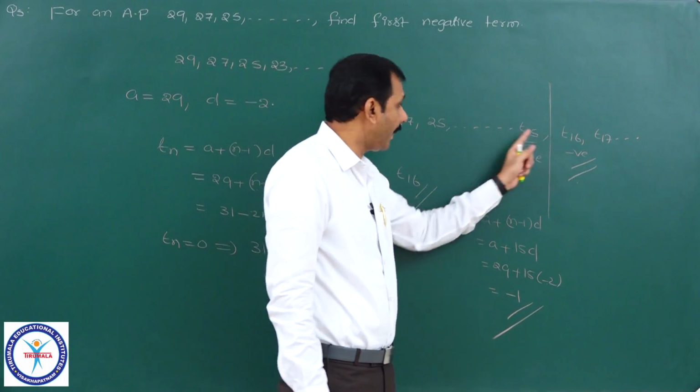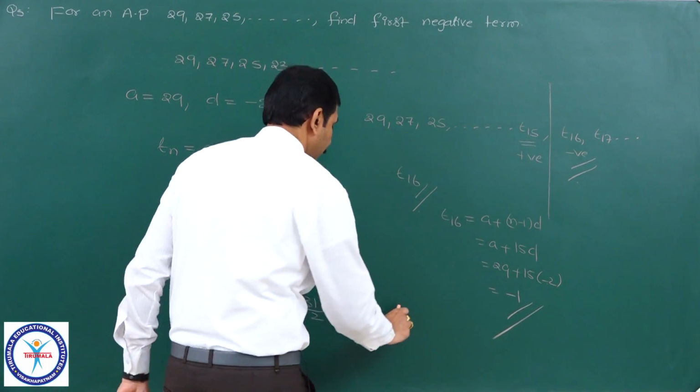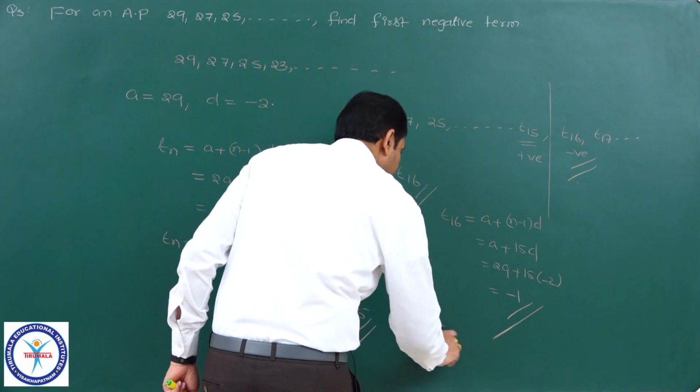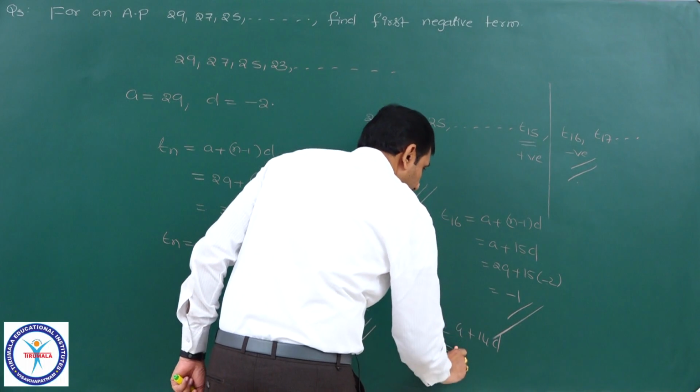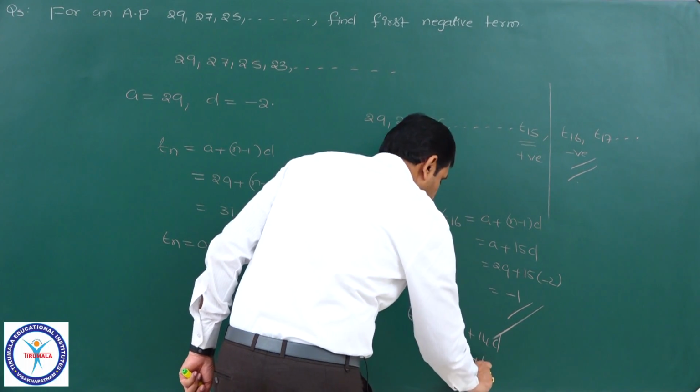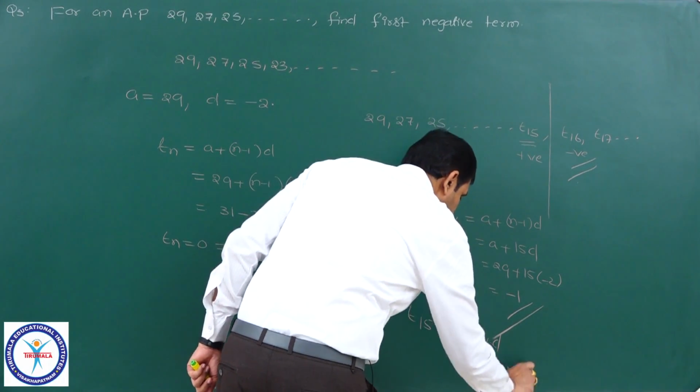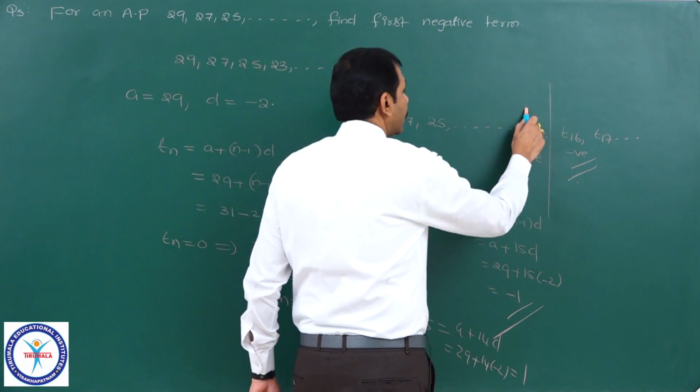And of course, if you find T15, it will be positive only, you see here. T15 is equal to A plus 14D. It is equal to A is 29 plus 14 into minus 2. It is equal to 1. Therefore, here it is 1.